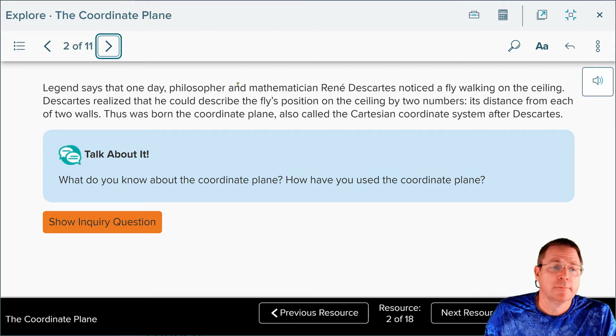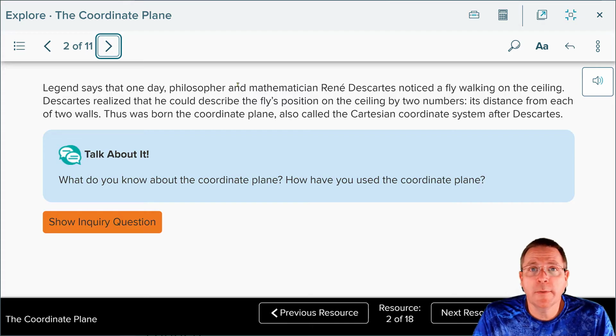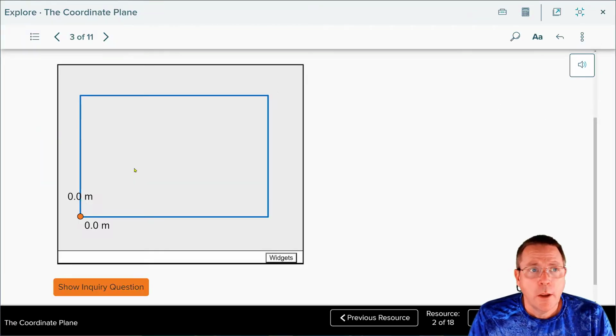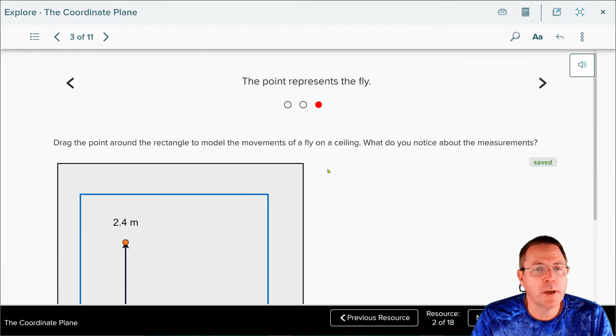Could be. What do you know about the coordinate plane? How have you used the coordinate plane in the past? I bet you probably know more than you remember, but we're going to get through this and learn even more today. So right here we have a model of Descartes' ceiling, and the orange dot represents the fly. You can see the fly can move anywhere on the ceiling, and as it moves around, the numbers representing its new location based off of its original location change. So this is how the Cartesian plane, or the coordinate plane, was born.